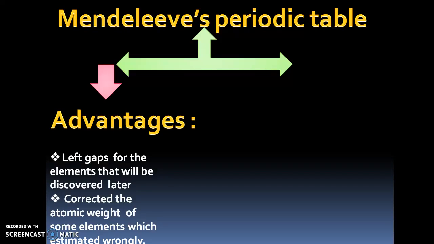So as we said, only 67 elements were discovered. So where will we put the rest when we discover them? That's why he left these gaps. Okay, he corrected the atomic weight of some elements which were estimated wrongly or calculated wrongly. He could correct them. This is from the advantages.